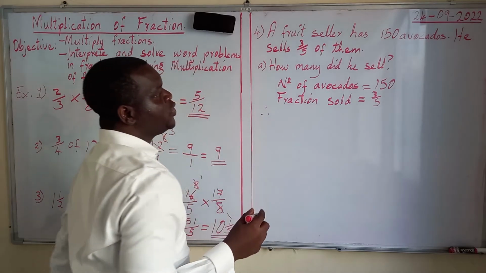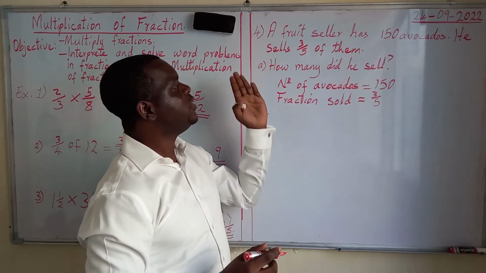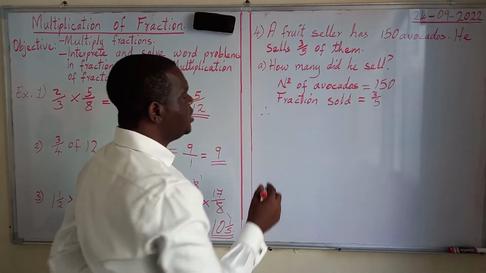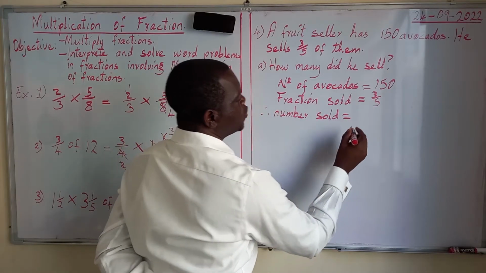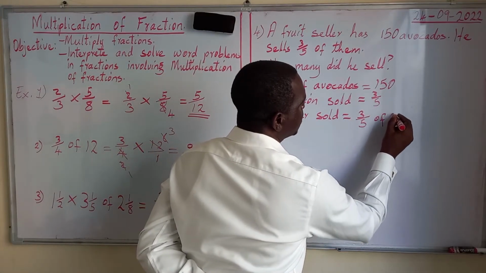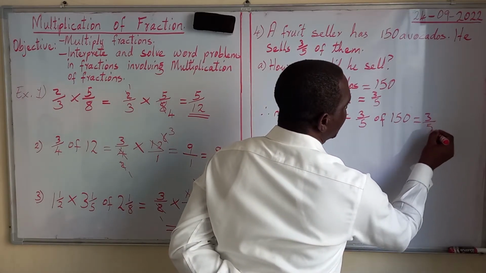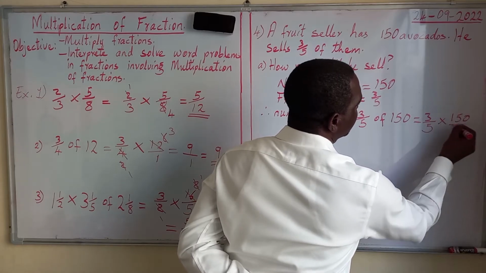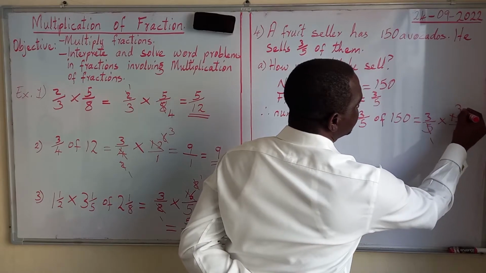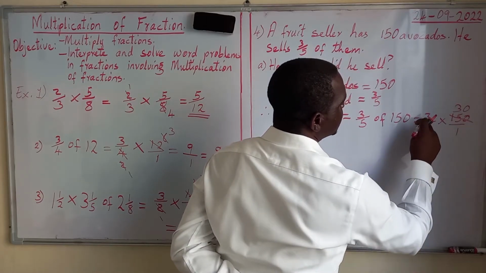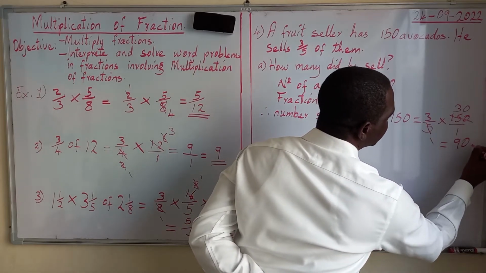Therefore, we can use this fraction that he sold and the number of avocados to find the number of fruits that he sold. Number sold will be equal to 3/5 of the total number of fruits, which is 150. That is 3/5 times 150/1. 5 into 1, 1 time. 5 into 15, 3 times, into 0, 0 times. So 3 times 30 is going to give 90 fruits or 90 avocados.